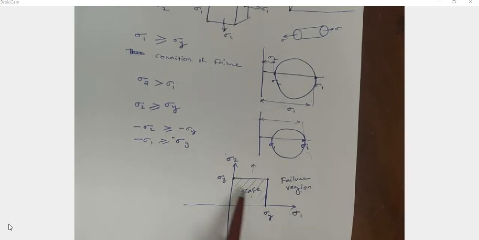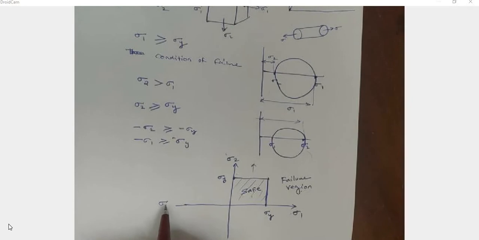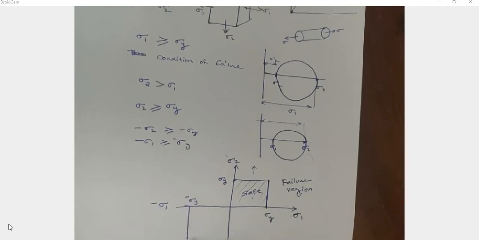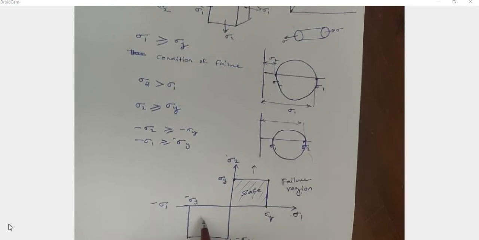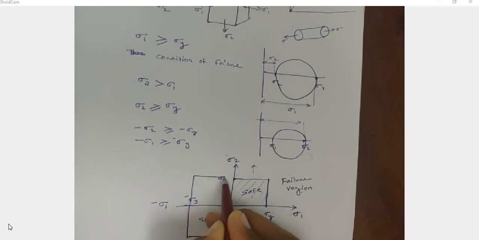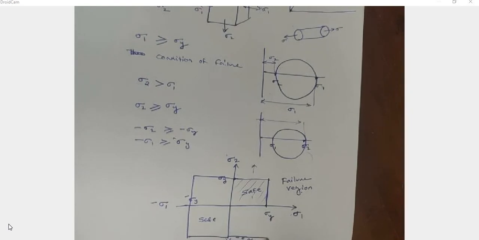Okay, and the same rectangle can be plotted on this coordinate system. Here, if sigma 1 is negative or compressive and sigma 2 is also compressive, then similarly minus sigma y can be drawn here, and minus sigma y can also be drawn here. So this is also safe, and here again one is compressive and one is tension. We can draw a rectangle like this.